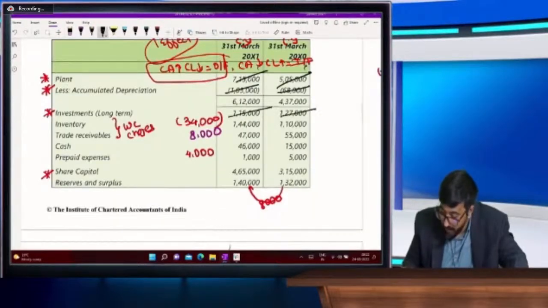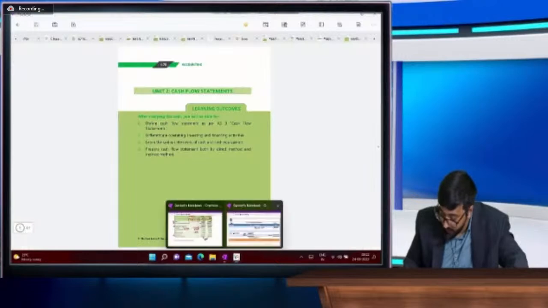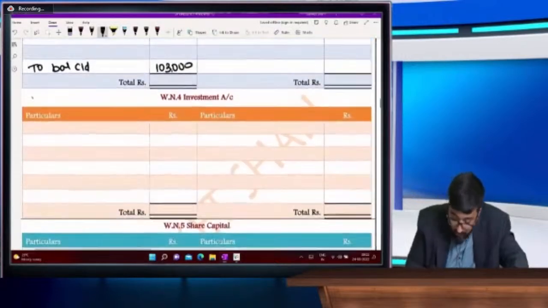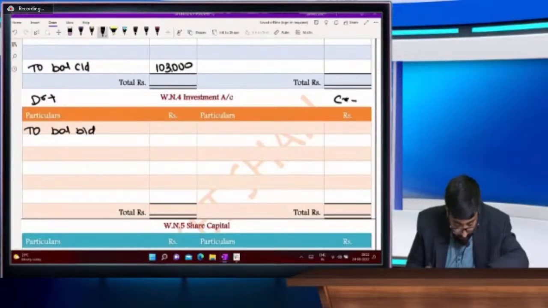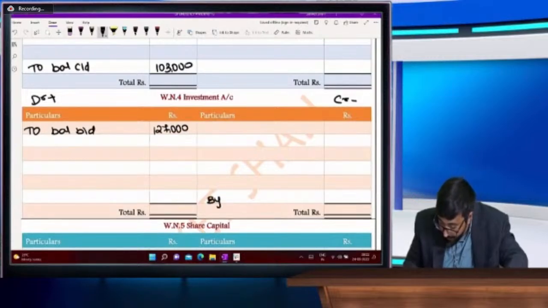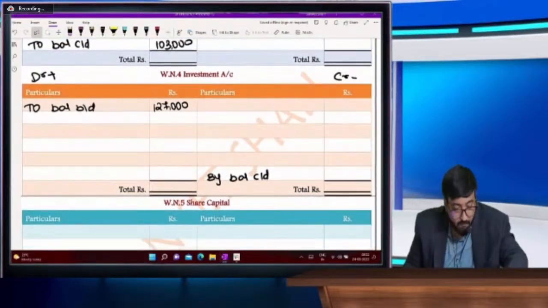Investment 127 and 115. Investment debit plus asset, credit minus. To balance brought down 1,27,000 and by balance carried down 1,15,000.